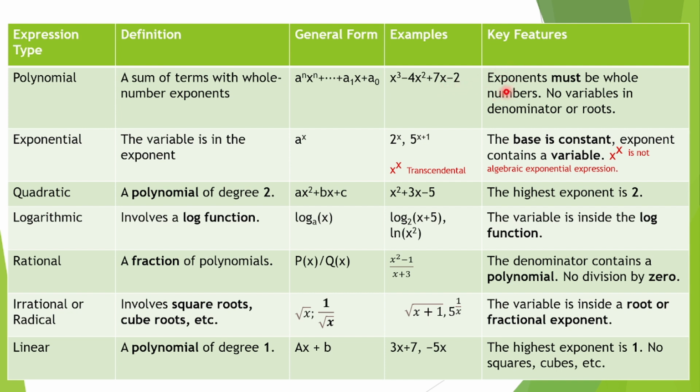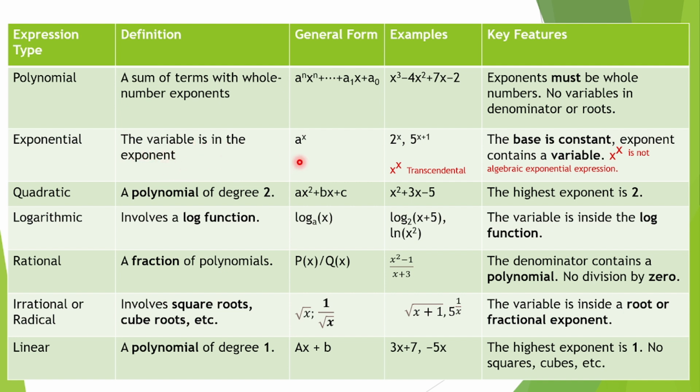In key feature, exponent must be whole number, no variable in denominator or root. So there are two conditions for polynomial expression. The exponent must be whole number and there must not be any variable in the denominator. The second type of algebraic expression is exponential. By definition, the variable is in the exponent.